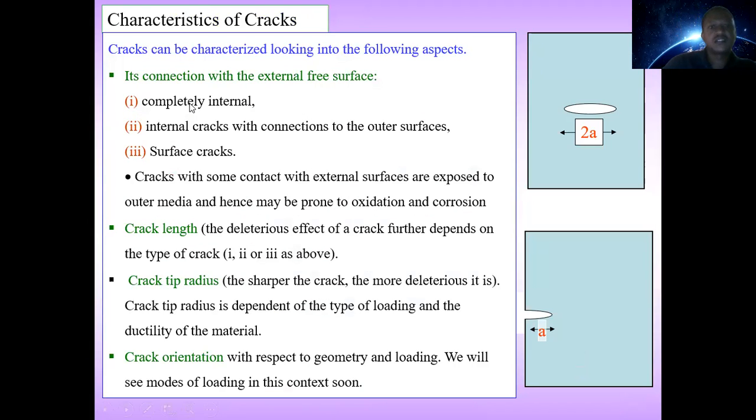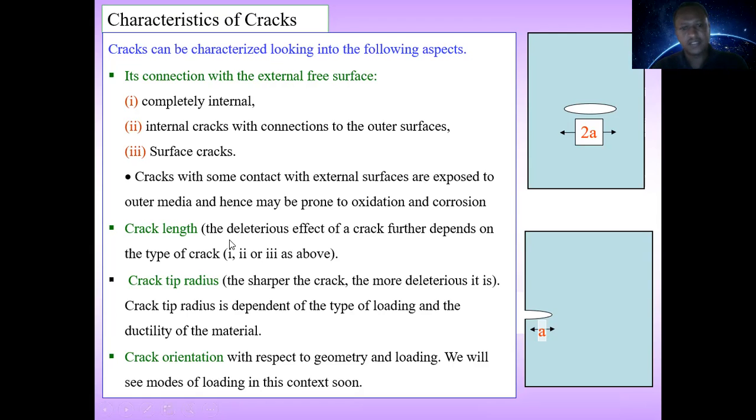Characteristics of crack. Cracks can be characterized looking into the following aspects. It connects with the external free surface, or is completely internal: internal cracks, which do not connect to the outer surface, and surface cracks. A crack with contact with the external surface is exposed to outer media and hence may be prone to oxidation and corrosion. So, crack length.